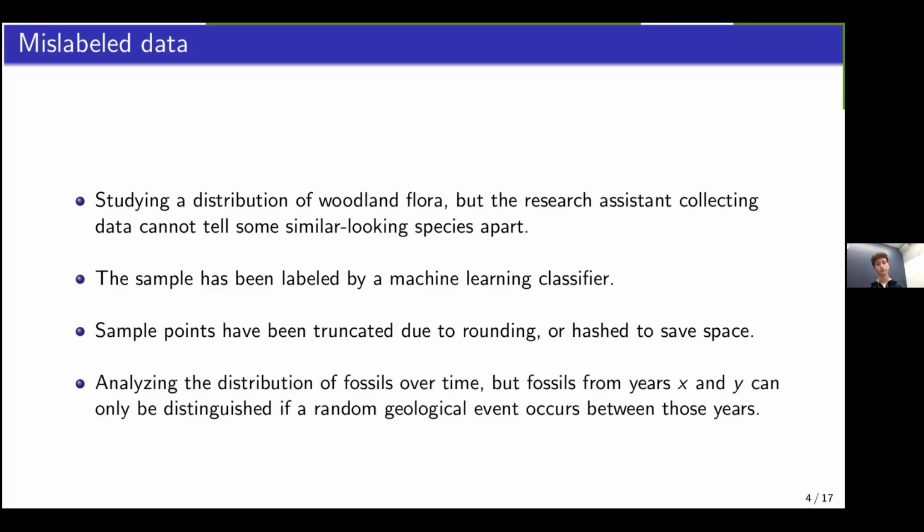And finally, maybe I'm studying the distribution of fossils over time. However, fossils from years X and Y in the rock can only be distinguished if there's some random geological event that occurs between them and leaves a trace on the rock that I can use to tell them apart. So in all these cases, there is the potential for the labels in my sample to be incorrect.